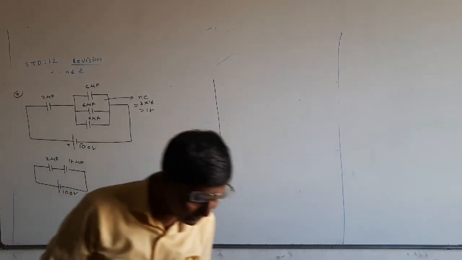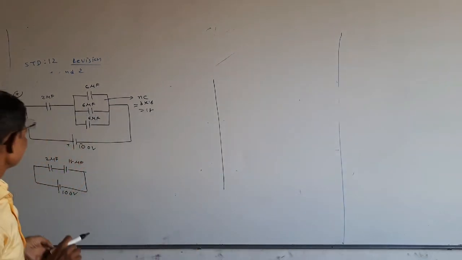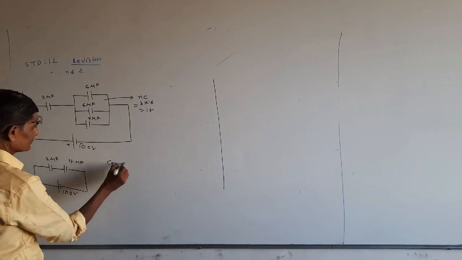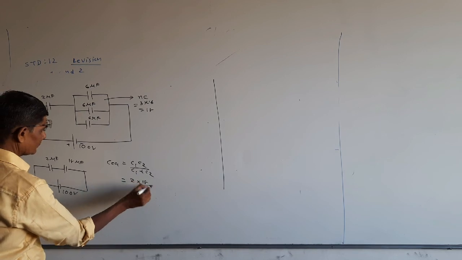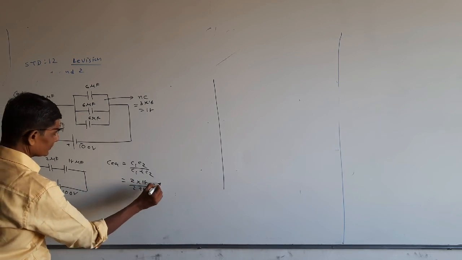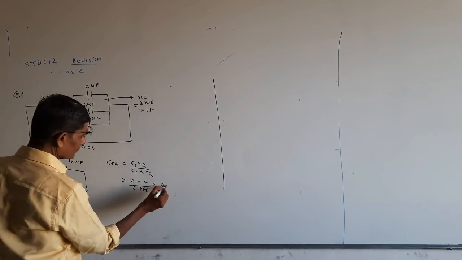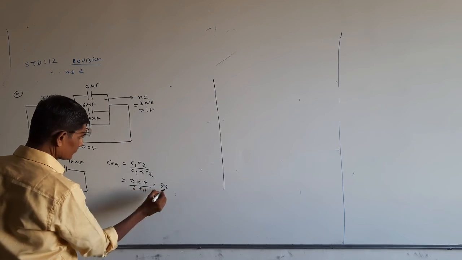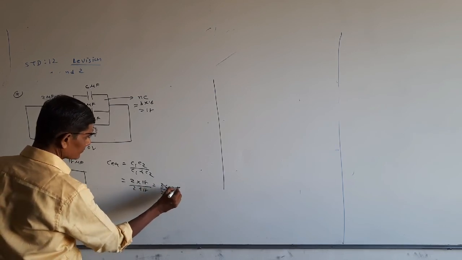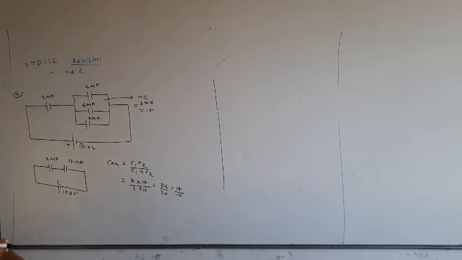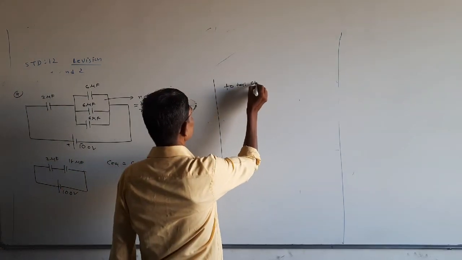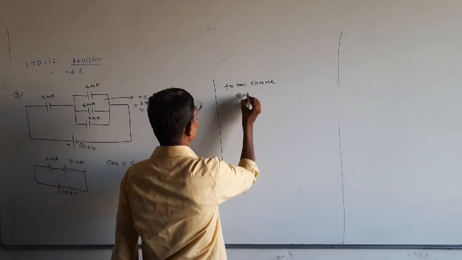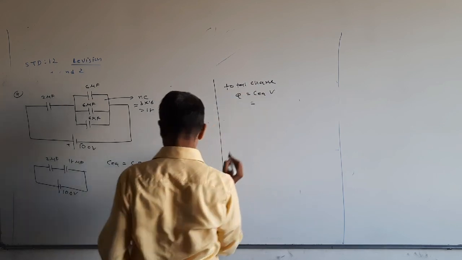Now see, the voltage supplied is 100 volt. Now C equivalent will be C1 C2 upon C1 plus C2. 2 into 18 upon 2 plus 18, which is 36 upon 20, that is 18 by 10. Now see the total charge. Q is equal to C equivalent into V.